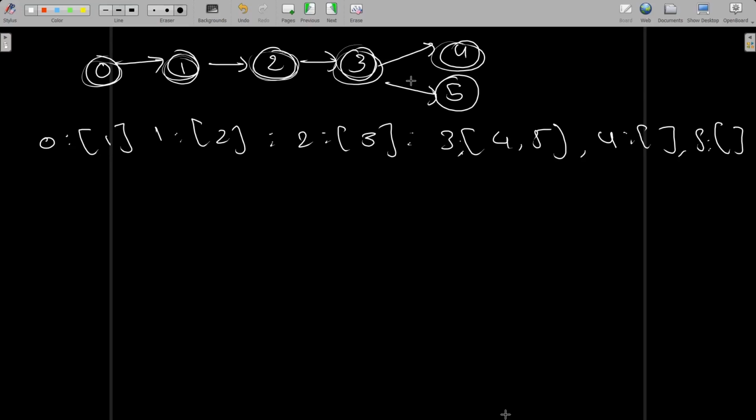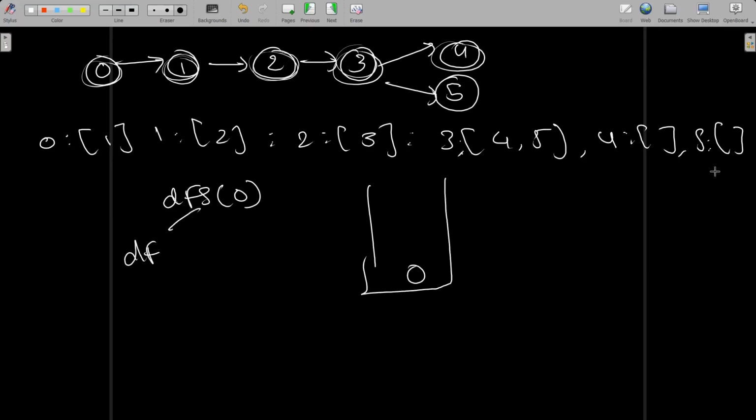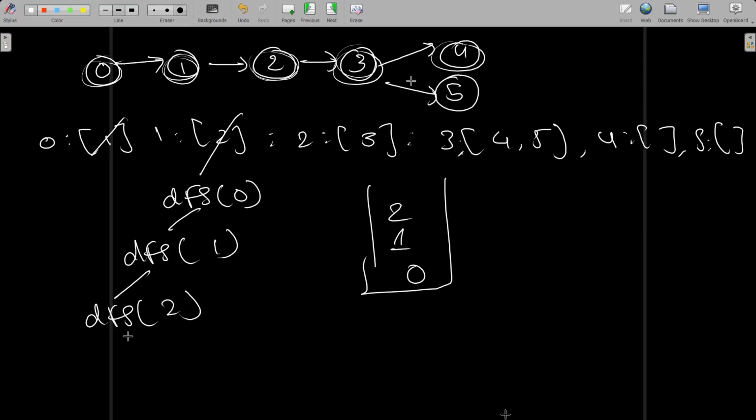Right. So what we did was, as and when we performed the DFS calls, we were adding them to the stack as well. So when we performed a DFS call on 0, we were adding 0 to the stack, right? Then we moved on to the DFS call of 1, right? We performed a DFS call on 1, and we add it to the stack. Then we performed a DFS call on 2. We add it to the stack. Then we performed a DFS call on 3. Right. And then we add it to the stack. And then we performed a DFS call on 4.